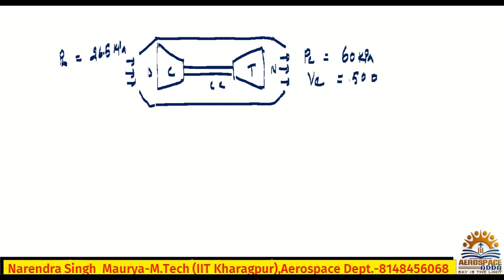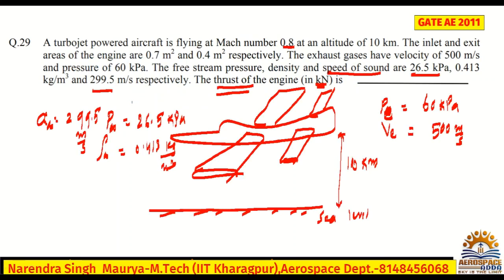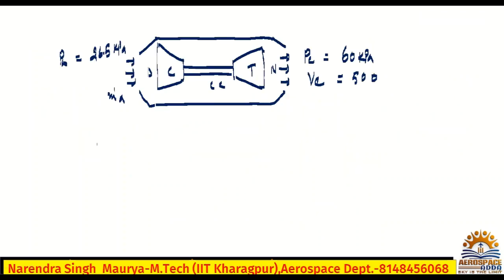All right. Now, you know very well, here they have given the mass flow rate m dot A. Check whether any fuel ratio or fuel mass flow rate is given. No, they have not given the fuel mass flow rate. So we'll write the formula for the thrust.